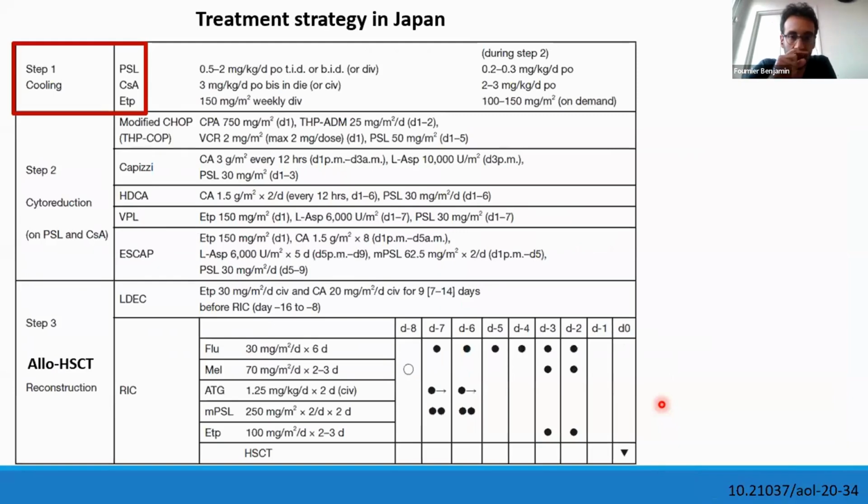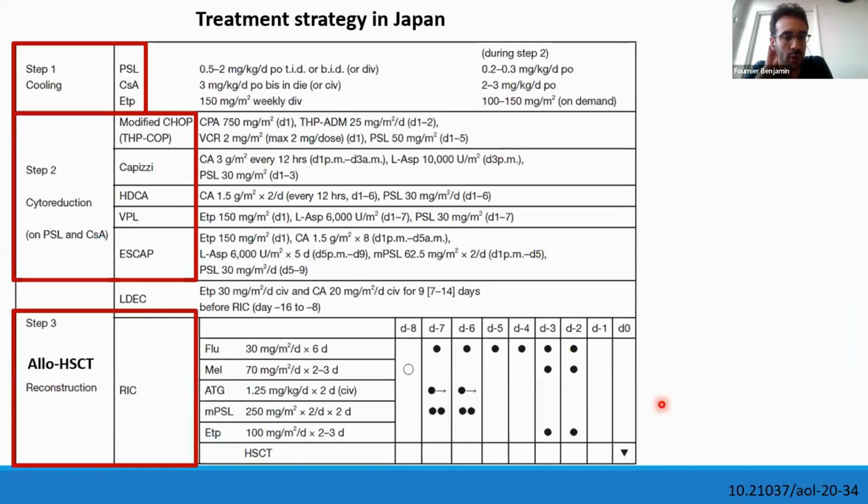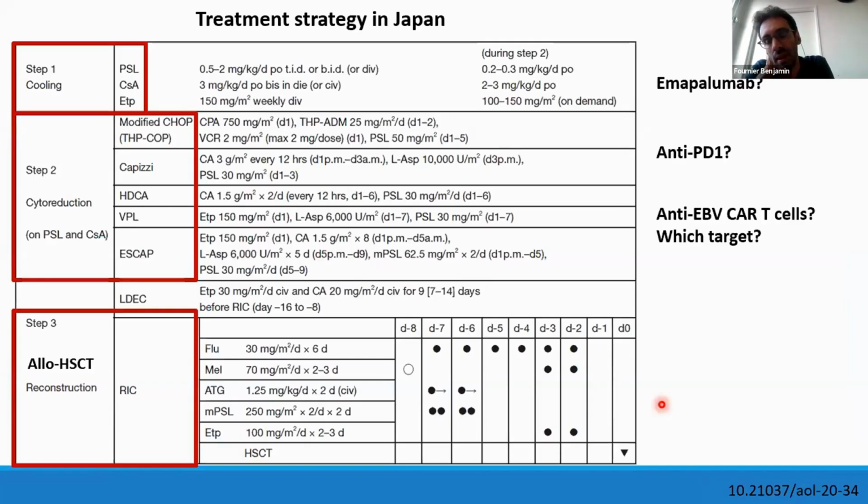So I will try to be faster on the last slides. The Japanese teams have a strategy where, when they make the diagnosis of CAEBV, they start to dampen T-cell activation using cyclosporine A and etoposide and corticosteroids. We use more ruxolitinib rather than cyclosporine A. Then they go through chemotherapy, and all the patients have allo-HSCT. So maybe in the future, there will be other therapeutics that will be interesting, such as anti-EBV CAR T cells.